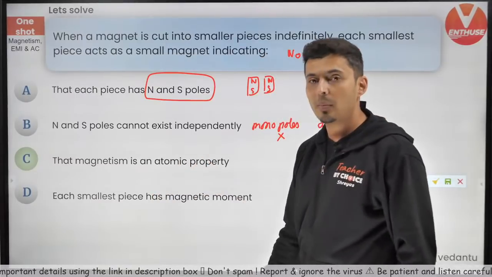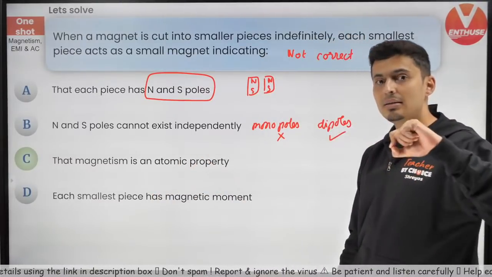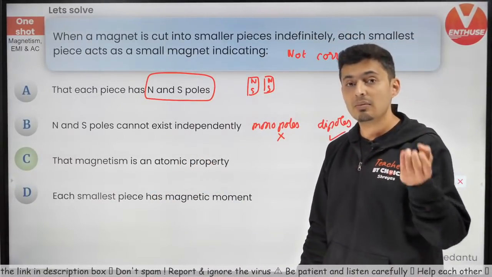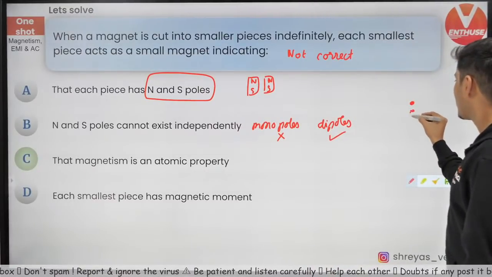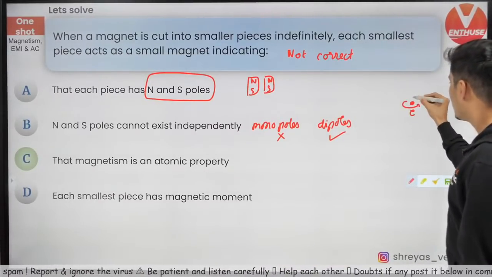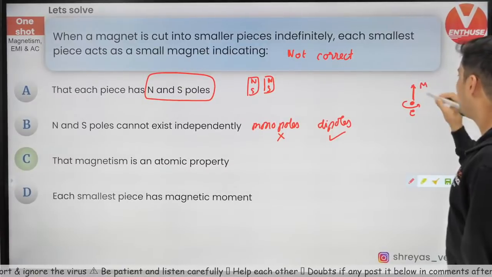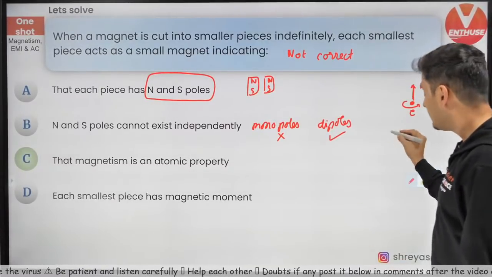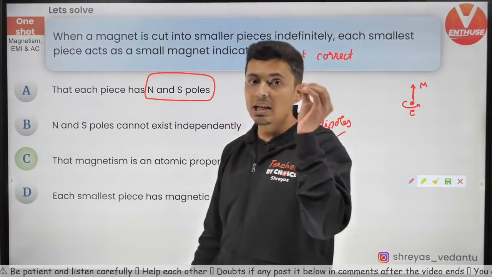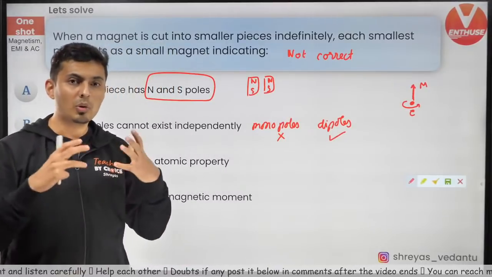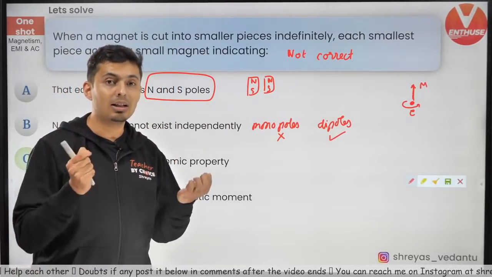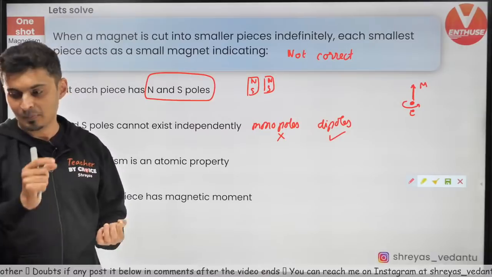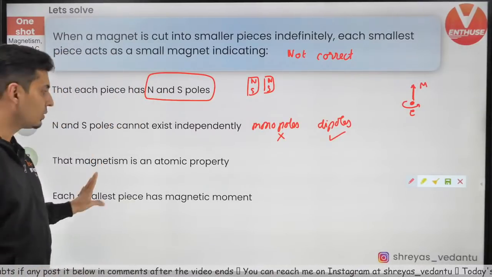Magnetism is an atomic property. No, magnetism is a fundamental property, even smaller than atom. Even an electron which is spinning also has a magnetic moment. Even subatomic particles have a magnetic moment. So more than atom, it is a more fundamental property of all the elementary particles. I'll change it in the PDF, don't worry.